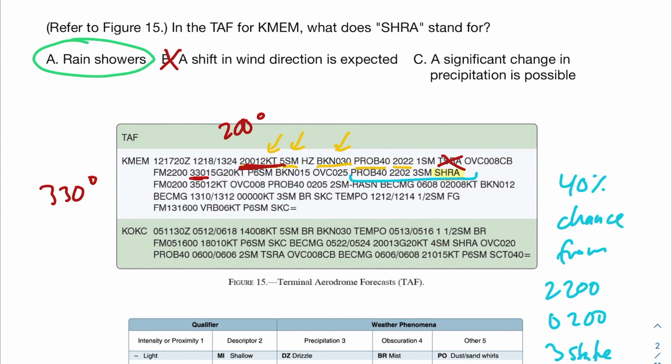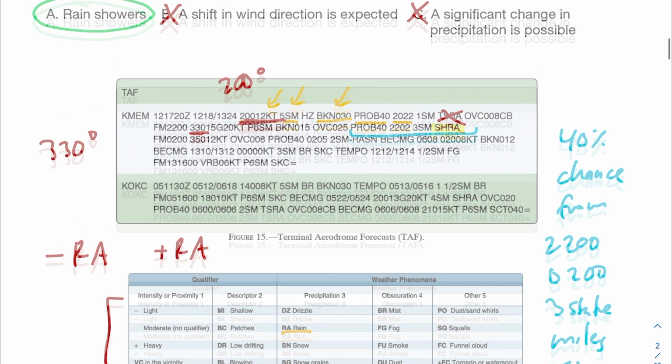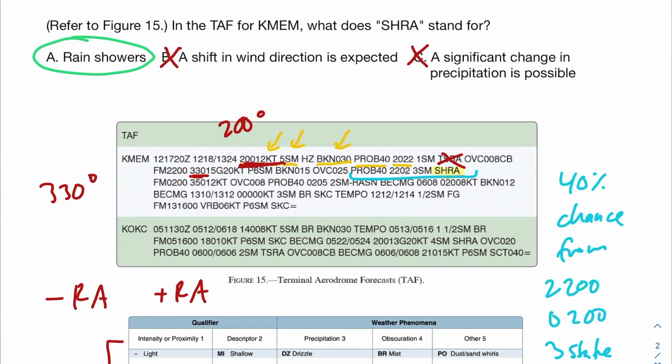C is also incorrect. If there was a significant change in precipitation, you might use one of these qualifiers. For example, if originally you had light rain, you would denote it like that. And then let's say there's a FM or BECMG or TEMPO, and then it's got a plus sign in front of it, that would signify a significant change in precipitation. Or if there wasn't any rain at all and then it became heavy rain, that would also mean a significant change. But since we don't have that, and we're looking for what SHRA stands for, that is rain showers.